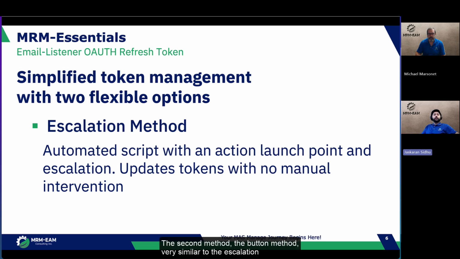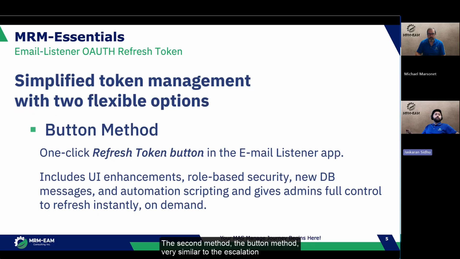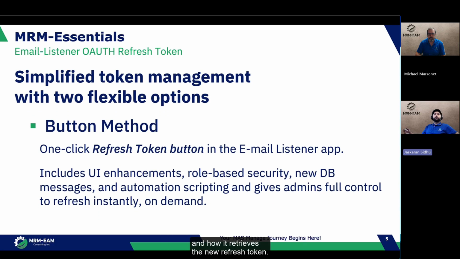The second method, the button method, is very similar to the escalation in how it retrieves the new refresh token. You do need to make sure your current refresh token is valid. However, the key difference is that it doesn't automatically update the tokens for you at a periodic interval. It's something that you have to remember to do. You have to go into the application and click a single button. It'll update the refresh token for you, and you're all good to go.